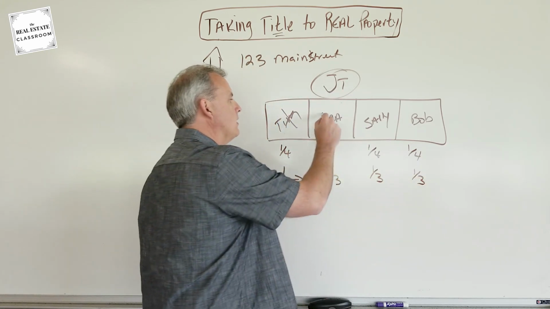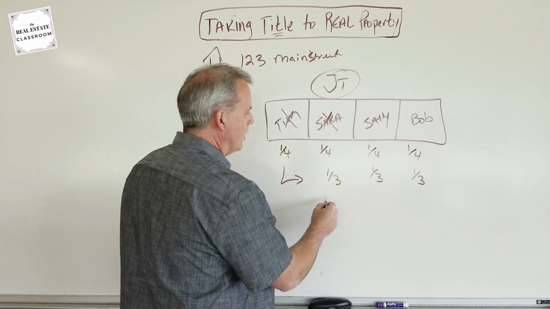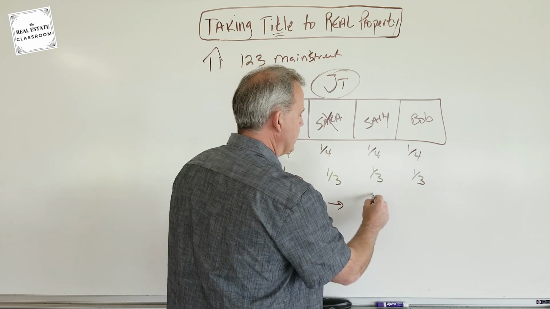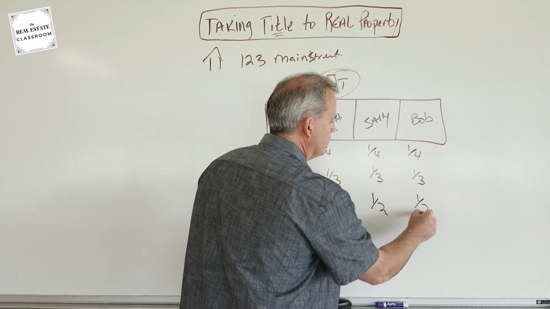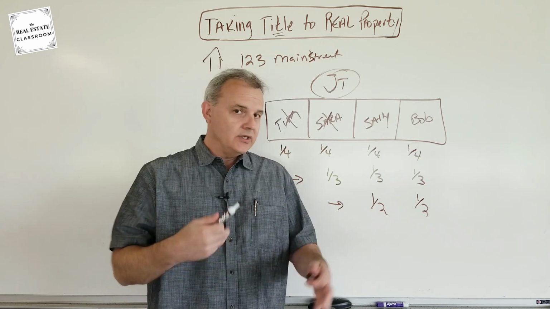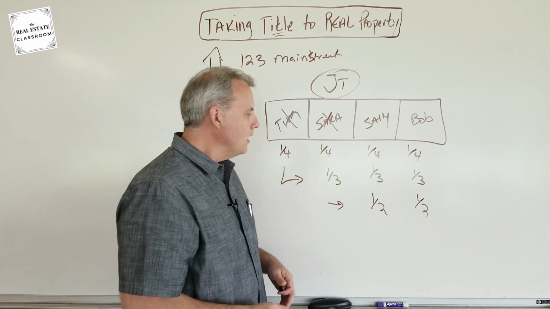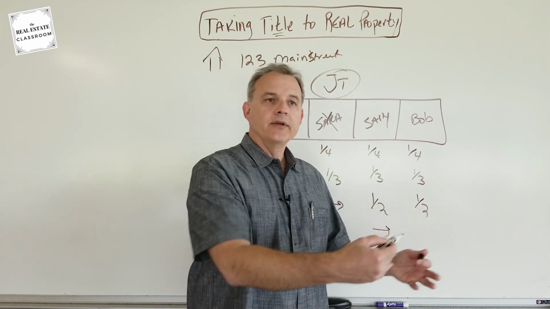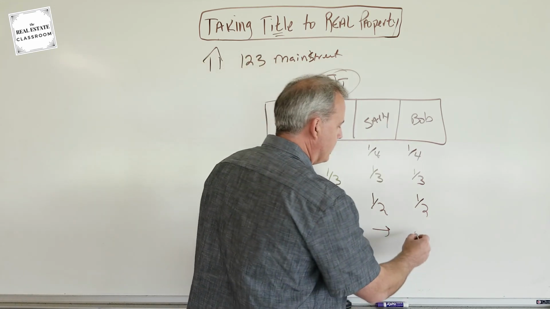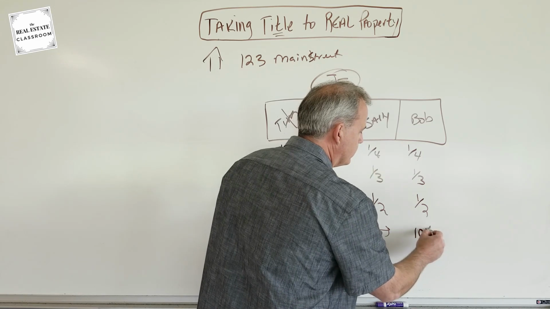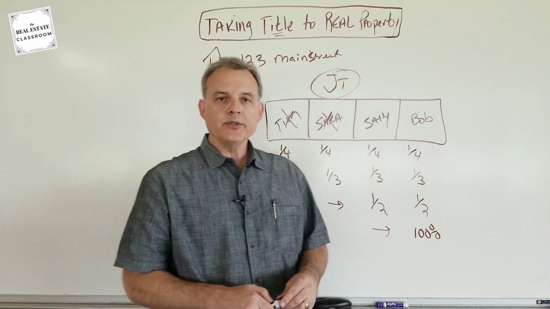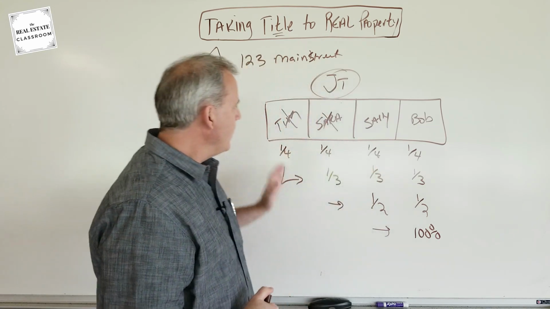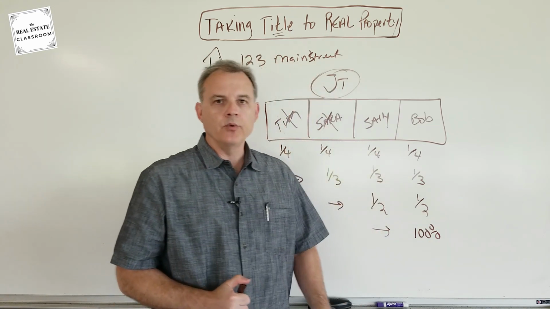All right, so Sarah dies. Her 1/3 reverts to the remaining joint tenants. So Sally now owns 1/2 and Bob owns 1/2. Joint tenancy still exists. So then Sally dies and her half reverts to the remaining joint tenant Bob. So Bob now owns 100%, and when you own 100% by yourself, that is called severalty ownership. That's how this progression would work.